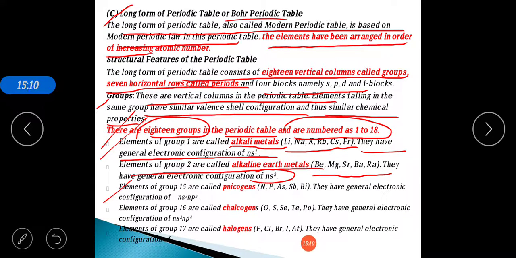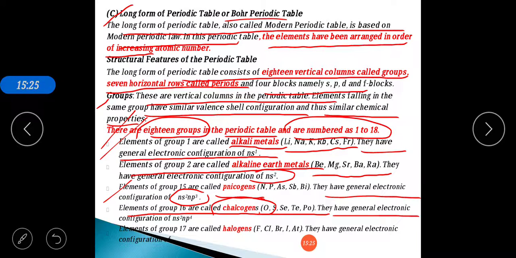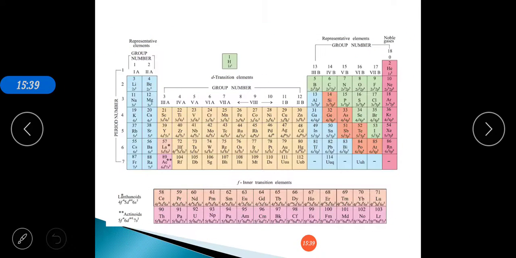Elements of group 15 are pnictogens. They have a general electronic configuration of ns2 np3. Elements of group 16 are called chalcogens: oxygen, sulfur, selenium, tellurium, polonium. They have a general electronic configuration of ns2 np4. Elements of group 17 are called halogens: fluorine, chlorine, bromine, iodine, astatine. They have a general electronic configuration of ns2 np5.